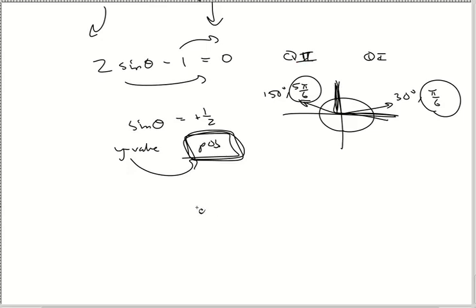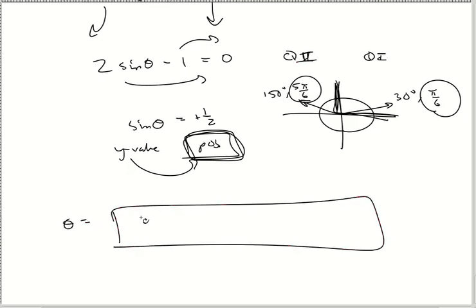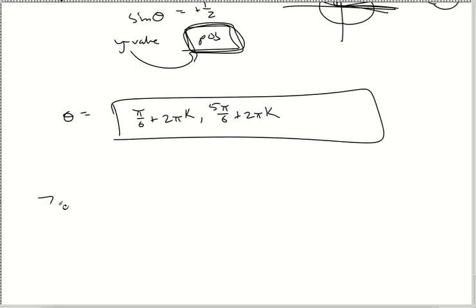Okay? Moving on. So, as you know, my answers would be those two guys, the pi over 6 plus 2 pi k, and then the 5 pi over 6 plus 2 pi k. That's it. Still got more. So I got 3 tangent cubed theta equals tangent.